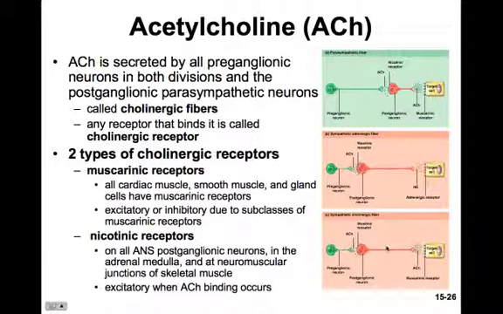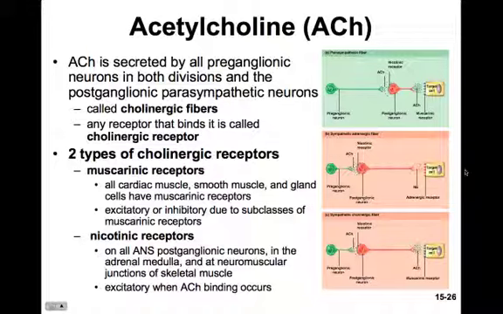Acetylcholine is secreted by all preganglionic neurons in both divisions and the postganglionic parasympathetic neurons. These are called cholinergic fibers. Any receptor that binds the acetylcholine is called a cholinergic receptor. There are two different types of cholinergic receptors. There are muscarinic receptors and nicotinic receptors.